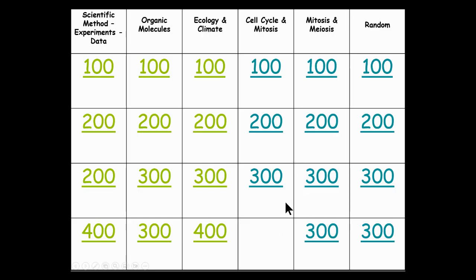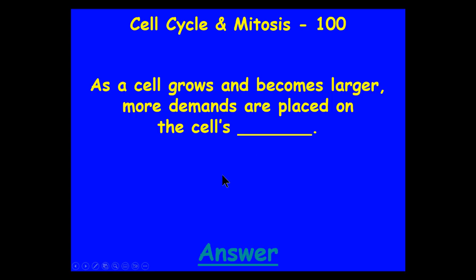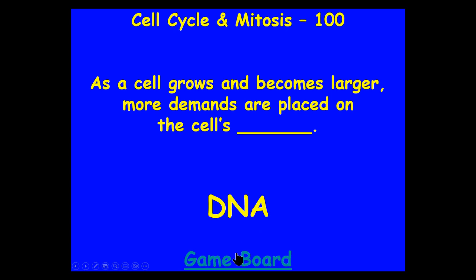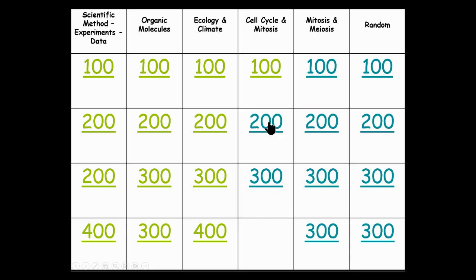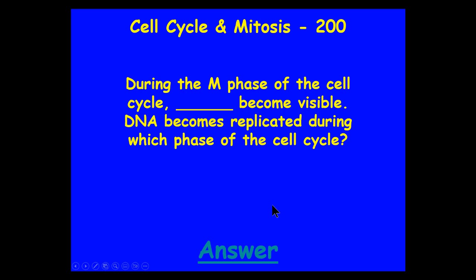All right, on to chapter 10, the cell cycle and mitosis. As a cell grows and becomes larger, more demands are placed on the cell's blank. Answer in 5, 4, 3, 2, 1. That's the cell's DNA. During the M phase of the cell cycle, blanks become visible. DNA becomes replicated during which phase of the cell cycle?